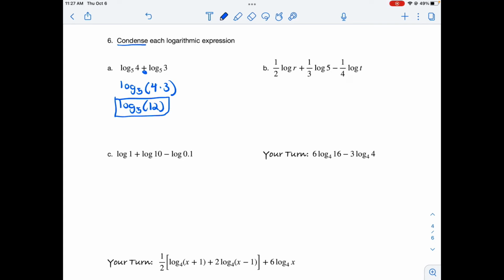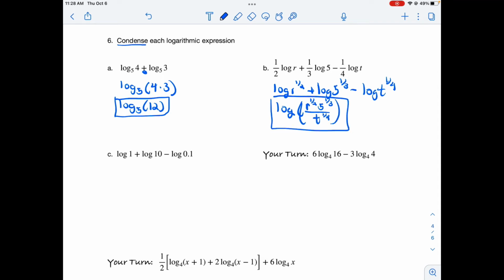Now here we have a couple properties. We have an exponent moved to the front, and then we have adding and subtracting. Order of operations says we need to deal with exponents before we do a multiplication and division. So I'm going to move the exponents into the logarithm, as I just did here. Now I'm noticing that I'm adding two logarithms together, so that means I'm going to multiply the r to the 1/2 times the 5 to the 1/3, and I'm subtracting t to the 1/5, so that means inside the logarithm I will divide by t to the 1/4.